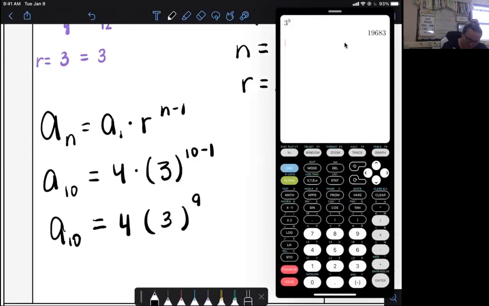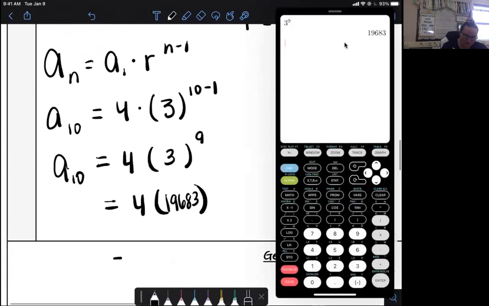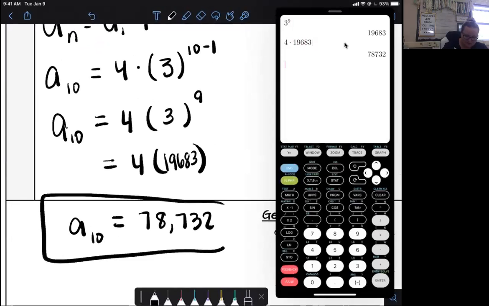So we're going to take 4 times 19,683. That is a huge number, which is equal to 4 times 19,683, which is 78,732. That would be our 10th term in this sequence. Fun times.